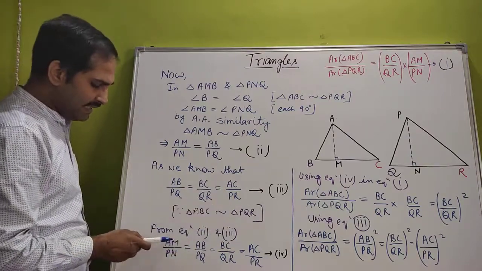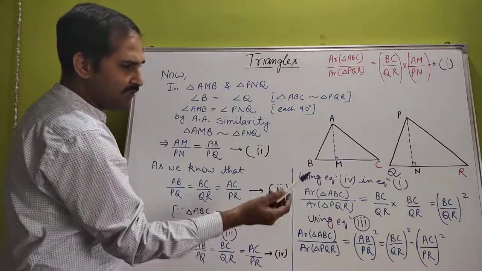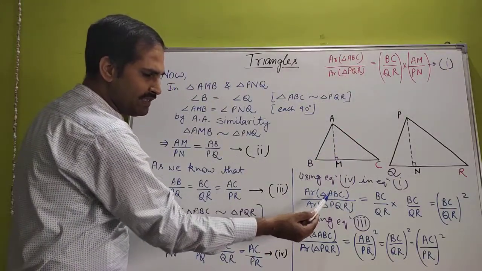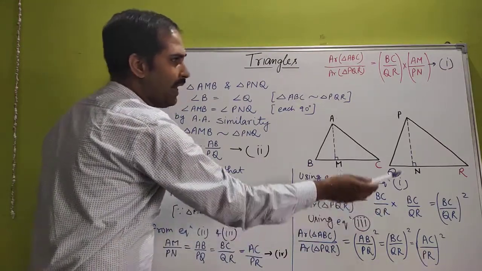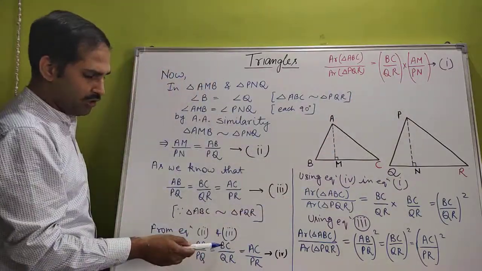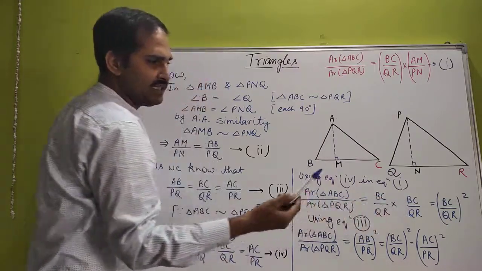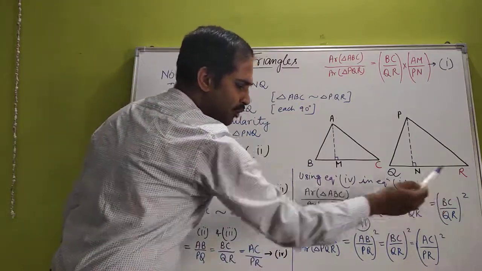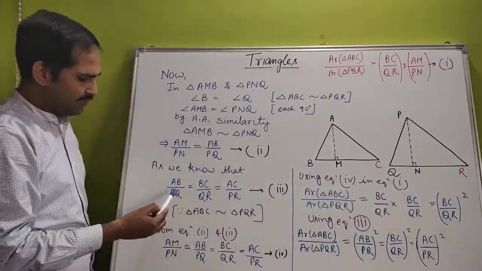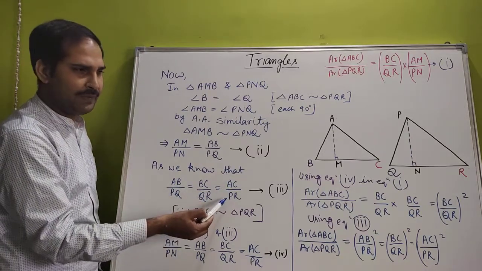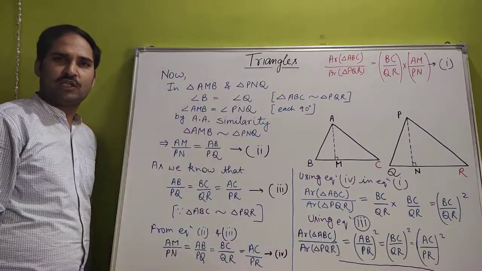Now if we replace AM/PN with BC/QR in equation number 1, what do we observe? Area of triangle ABC divided by area of triangle PQR is BC/QR multiplied by AM/PN, and AM/PN is equal to BC/QR. Multiplying BC/QR by BC/QR, this is equal to (BC/QR)². Now in equation number 3, BC/QR is always equal to AB/PQ is equal to AC/PR. So after substituting we get this ratio, which is the area theorem.